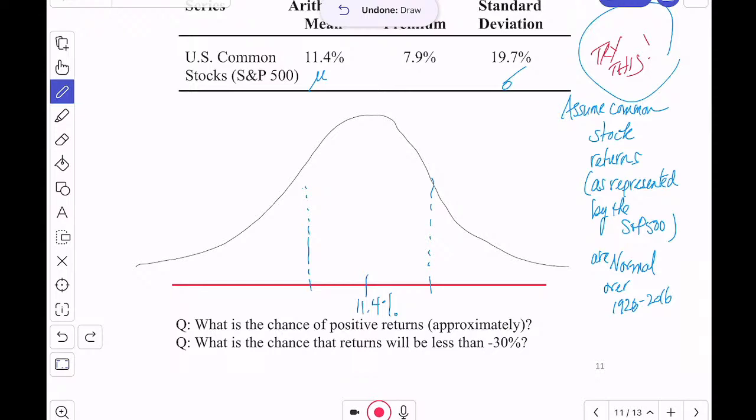I'm going to move this a little bit over. You're going to add and subtract the standard deviation here. So this tool helps you determine whether returns are positive and what chance returns are positive in the stock market. So should you invest?